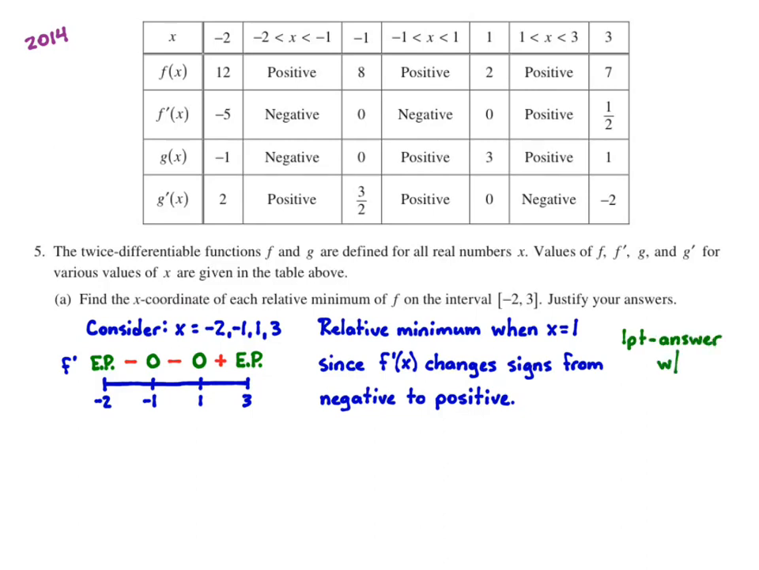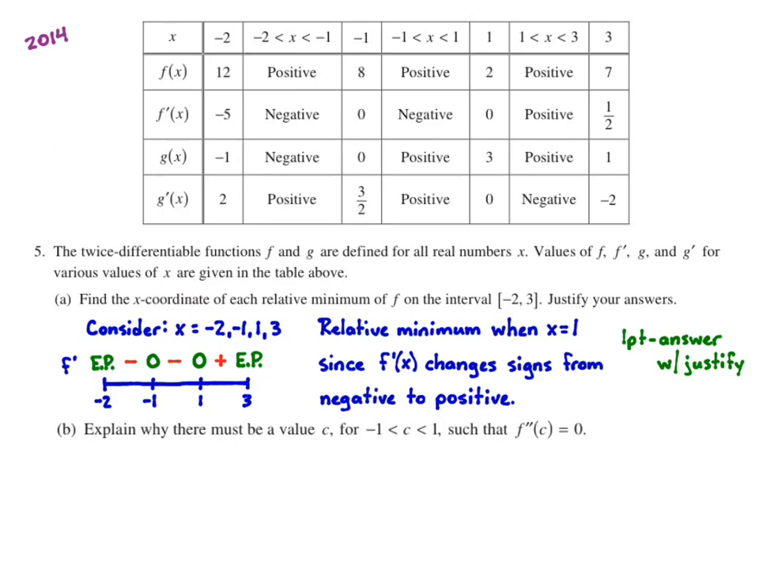Point values for this, you're going to get 1 point for your answer and your justification. So if you have the correct answer but no justification, you don't get this point. The number line does not count as justification. You have to put it into words.